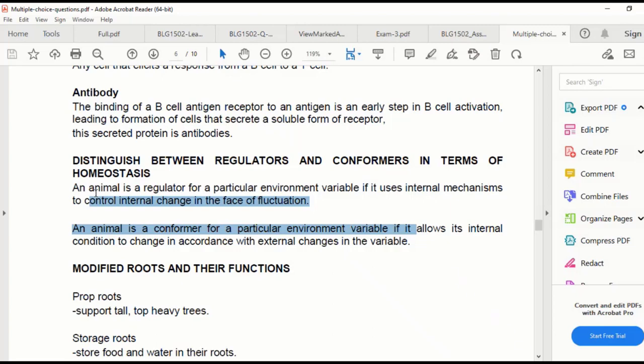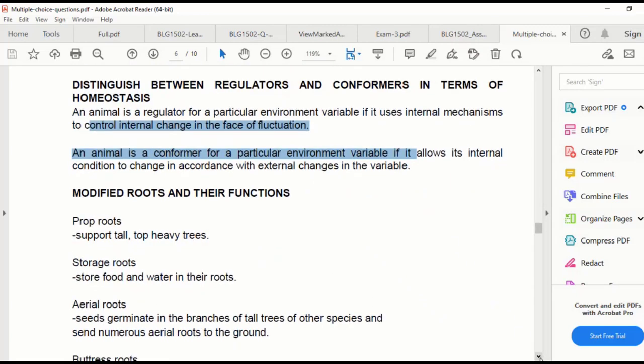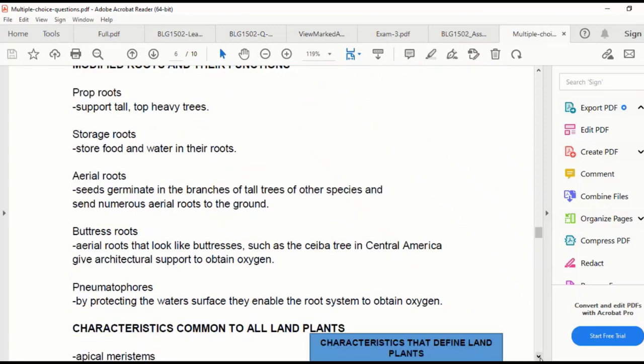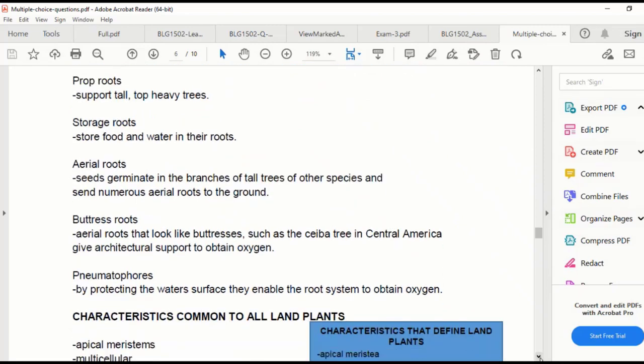Modified roots and their functions. If this comes in your exam, there are types of roots and their functions. Actually, types of modified roots. You've got prop roots, storage roots, aerial roots, buttress roots, and pneumatophores.